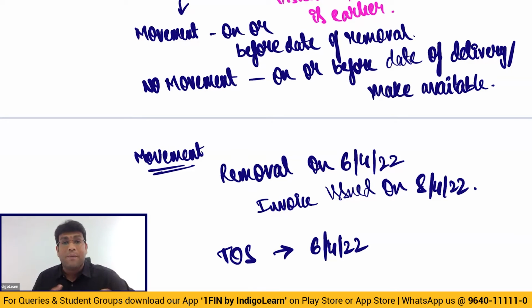Yes. So with movement of goods, what is the answer? On or before the date of removal. If there's no movement of goods, on or before the date of delivery or make available. That is the story of the general rule in case of goods, my dear friends.